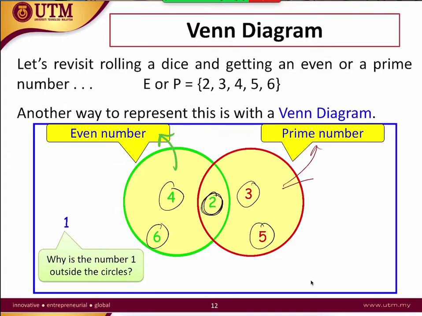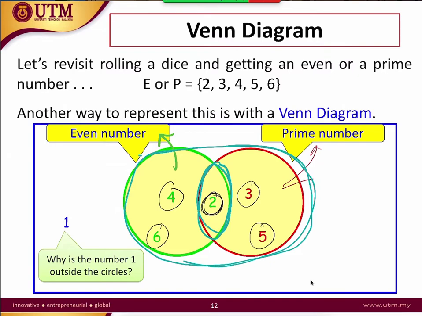So the union is where you have the numbers in both circles, but the intersect is the numbers that are in between, that are on both sides. That is, even and prime numbers. And why is 1 outside the circles? Because 1 is not an even number, and it's also not a prime number. So that's why it's outside.